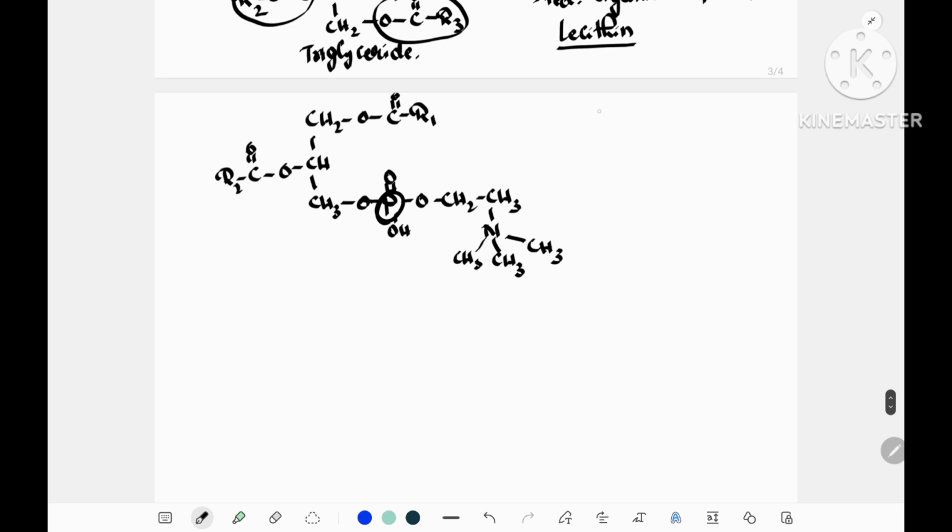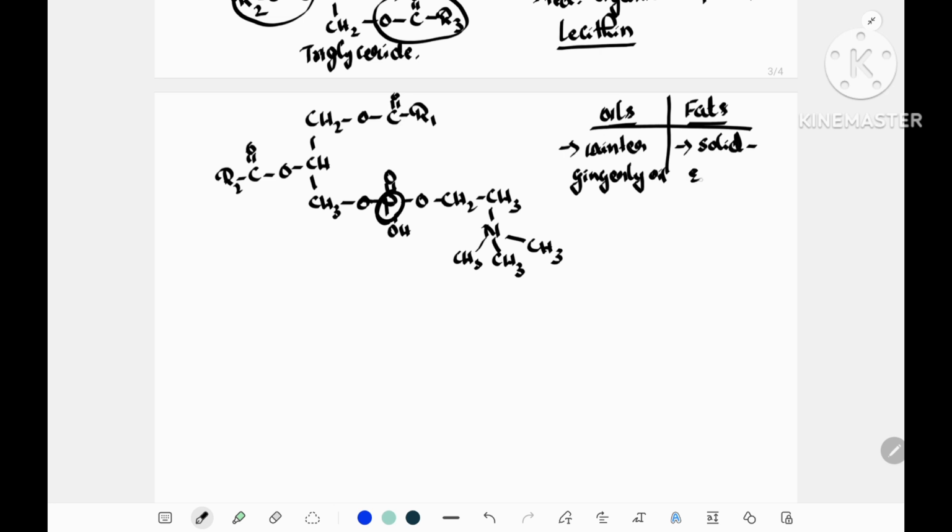One more thing you should know is the difference between oils and fats. Oils and fats are nothing but types of lipids, where the oils will remain as liquid or oily form in winter, that is at low temperature, and an example is gingerly oil. And fats are those which will become solid in winter, and an example is butter. This is given in the text, so you need to remember this also.